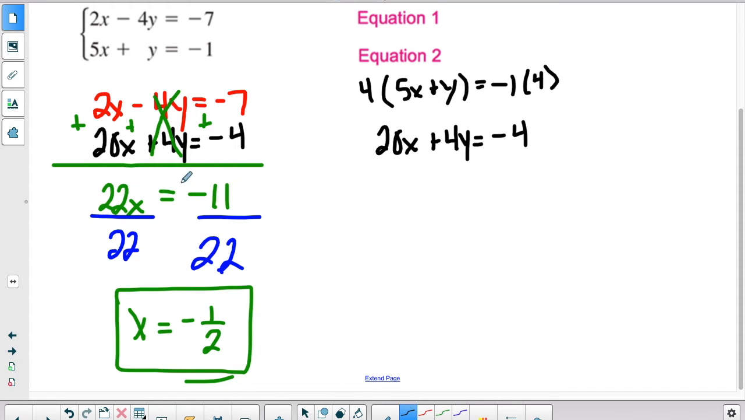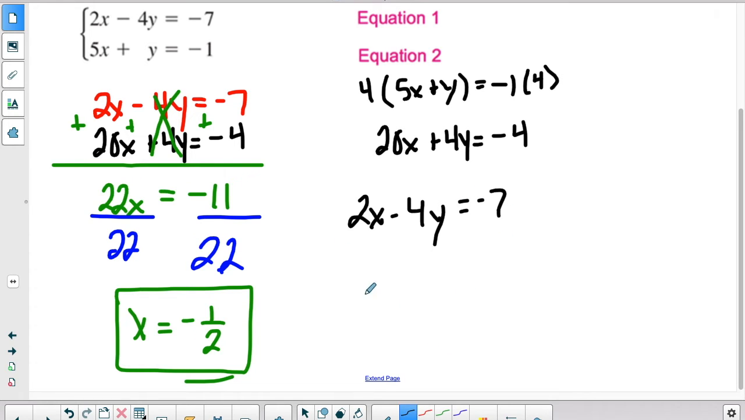And what we can do now is plug it back in. We could plug it into this equation here, or one of these two here. It doesn't matter which one we use. I'm going to just use the top equation, 2x minus 4y equals negative 7.